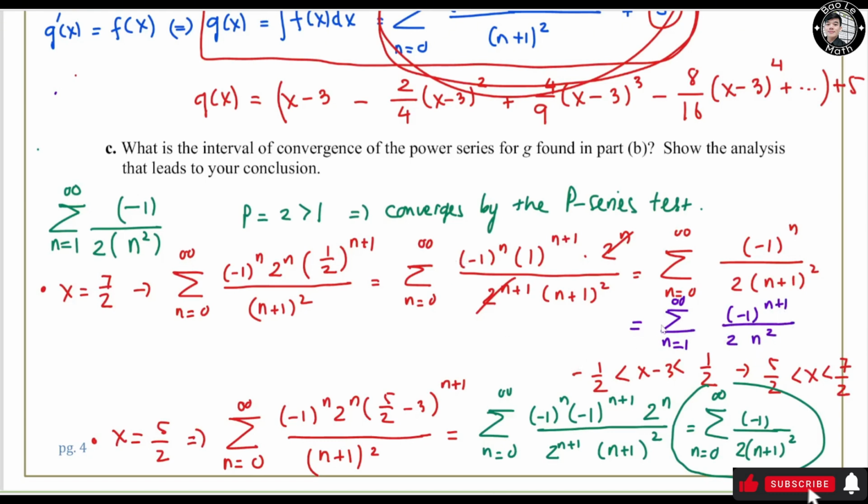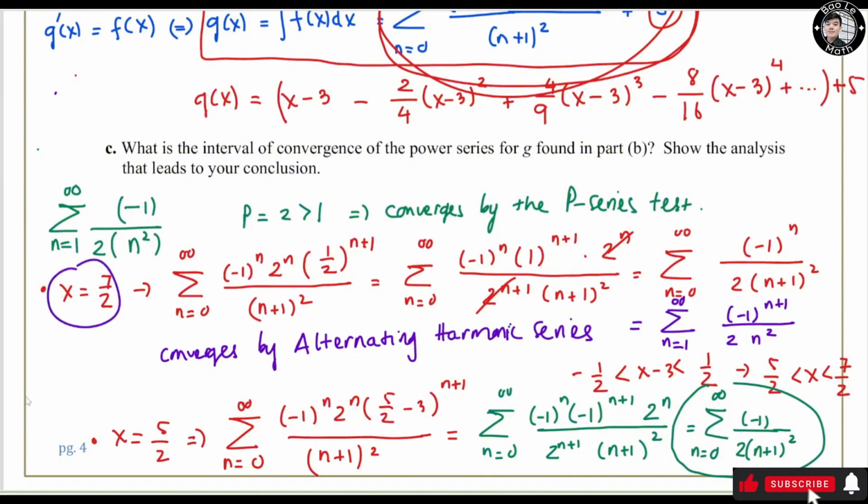So by the alternating harmonic series, this series converges. So we're going to include s equals 7 over 2 and s equals 5 over 2. Your final answer must be 5 over 2 less than or equal to s less than or equal to 7 over 2.